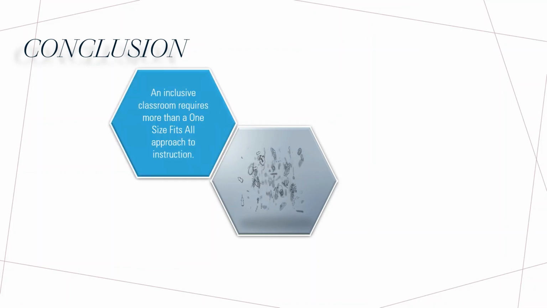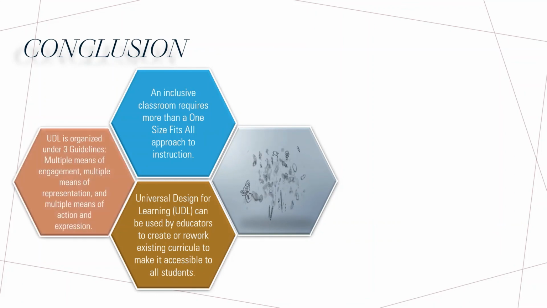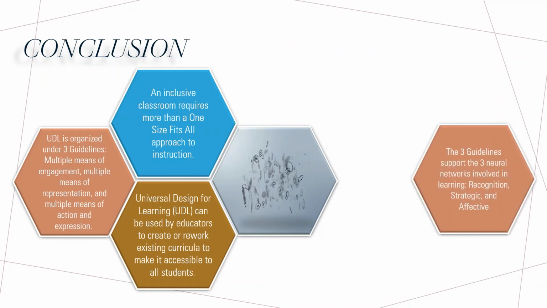Inclusion. Remember, an inclusive classroom requires more than a one-size-fits-all approach to instruction. Universal design for learning can be used by educators to create or rework existing curricula to make it accessible to all students. UDL is organized under 3 guidelines: multiple means of engagement, multiple means of representation, and multiple means of action and expression. The 3 guidelines support the 3 neural networks involved in learning: recognition, strategic, and affective.